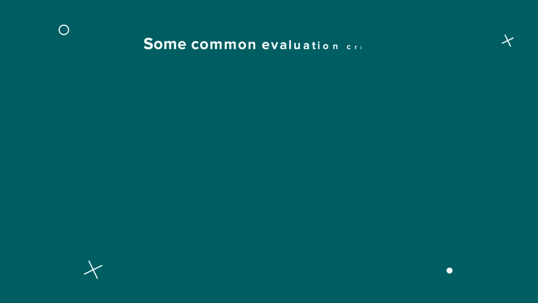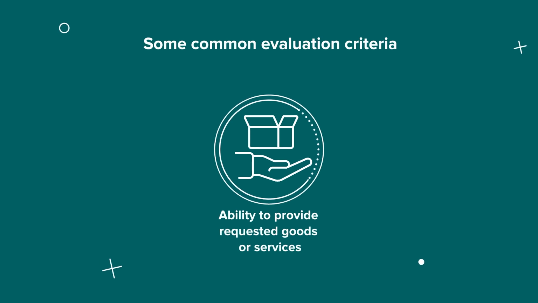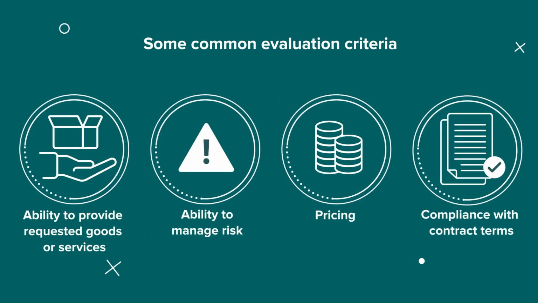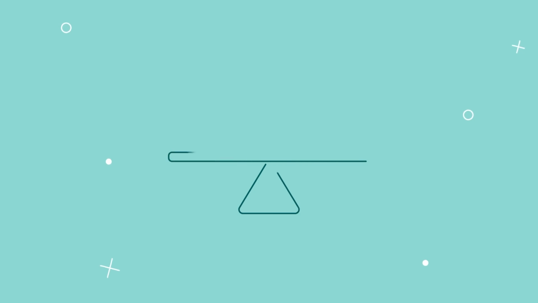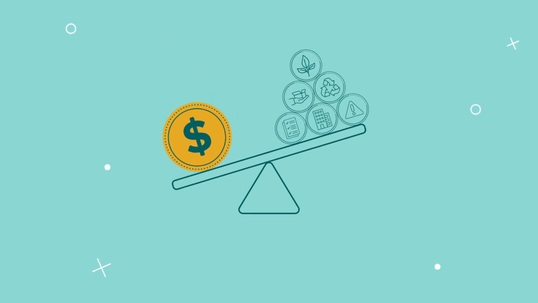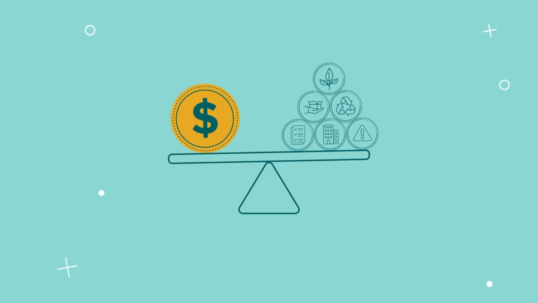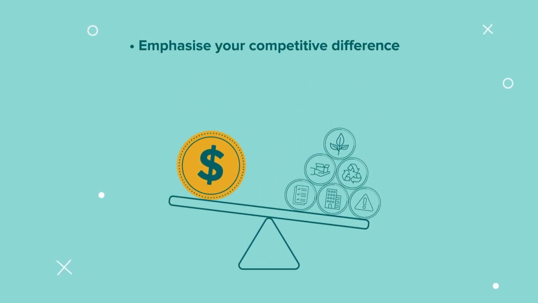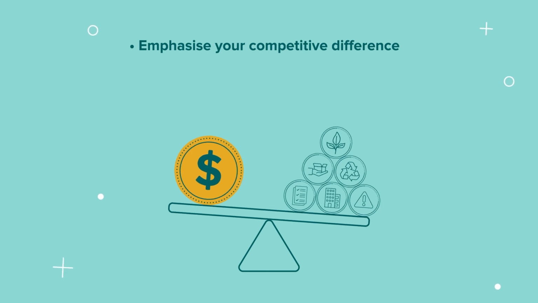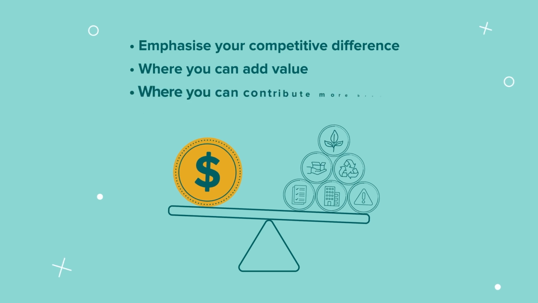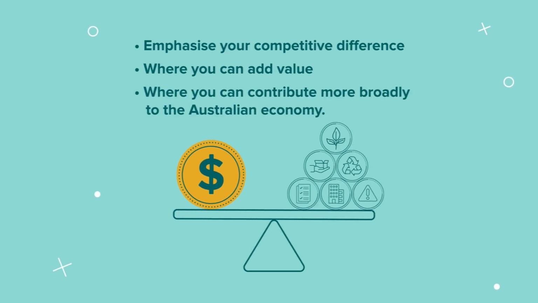Criteria will vary for each ATM, but some commonly used criteria may ask you to demonstrate an ability to provide the requested goods or services, ability to manage risk, pricing, and compliance with the contract conditions. Australian government organisations assess tender responses on a value for money basis. They don't just select the cheapest price. With this in mind, you should consider how you can emphasise your competitive difference, where you exceed the requirements, and where you feel you can add value for the Australian government or contribute more broadly to the Australian economy.